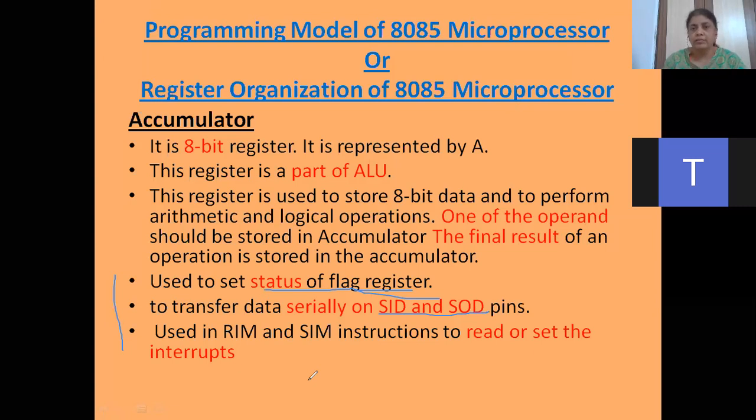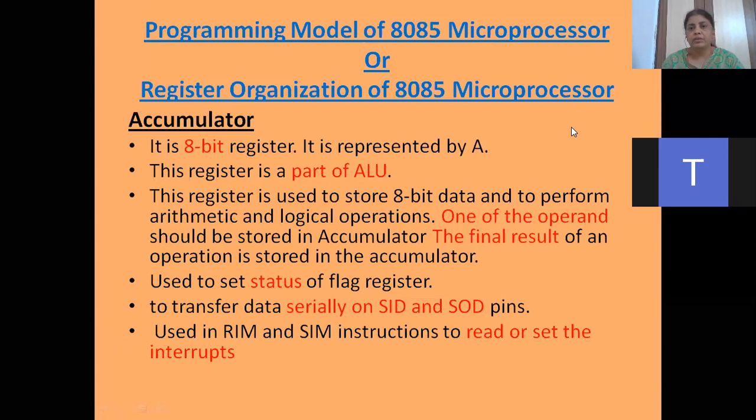I am not going into detail, but there are some maskable hardware interrupts whose status we can set. If we do not need them during the execution of our program, then we can enable and disable them with the help of the RIM and SIM instructions, and for that also we need the accumulator. So these are very important functions of the 8085 microprocessor register which we call the accumulator. Understood? I hope it is clear. If you have any doubt, you can ask.